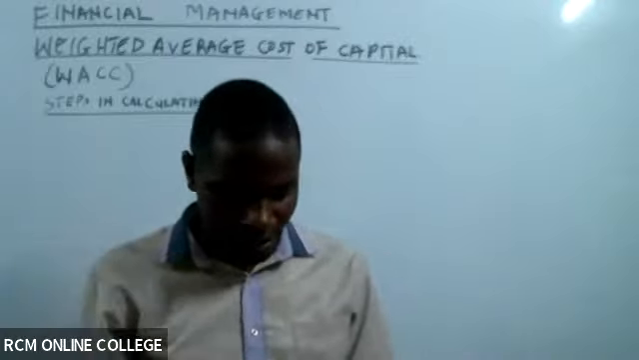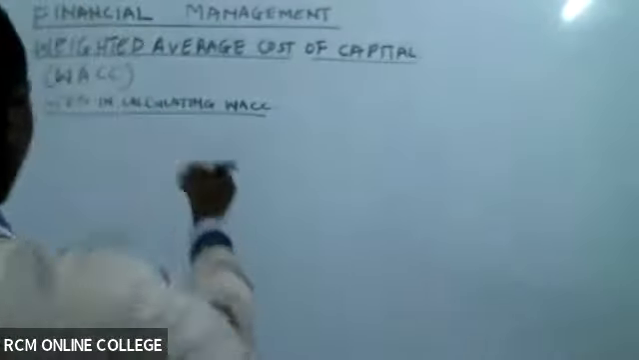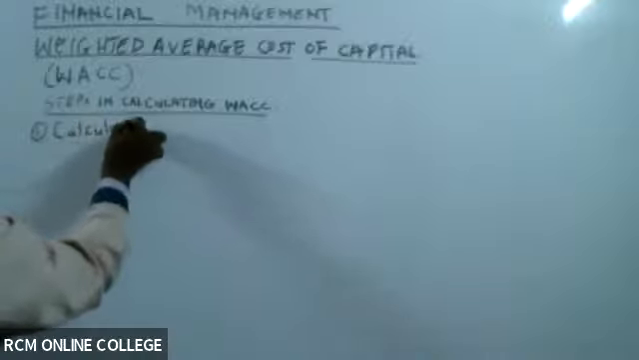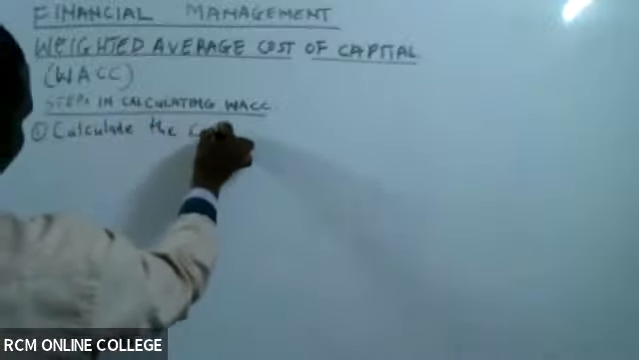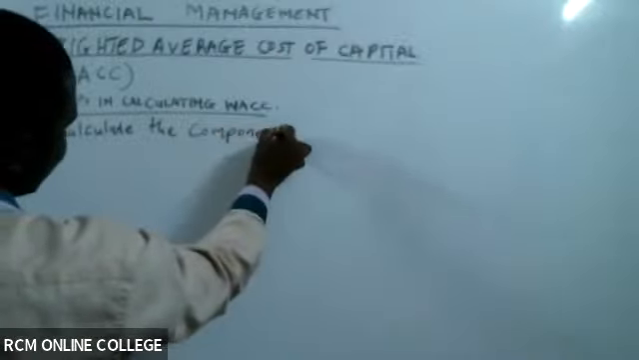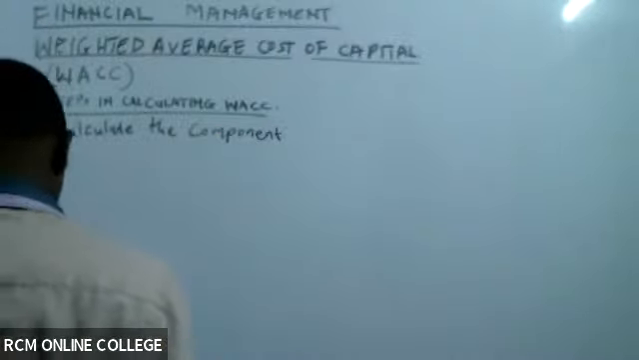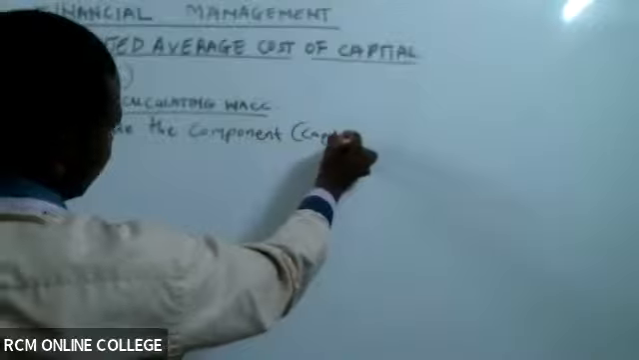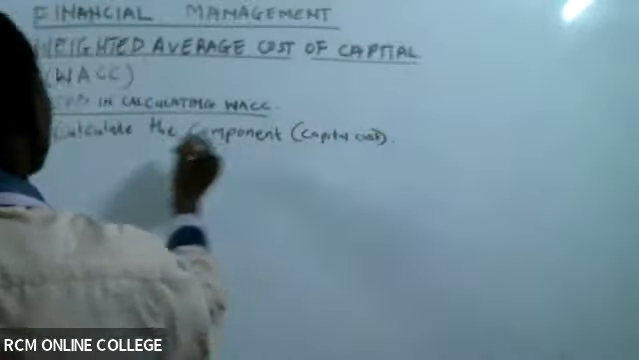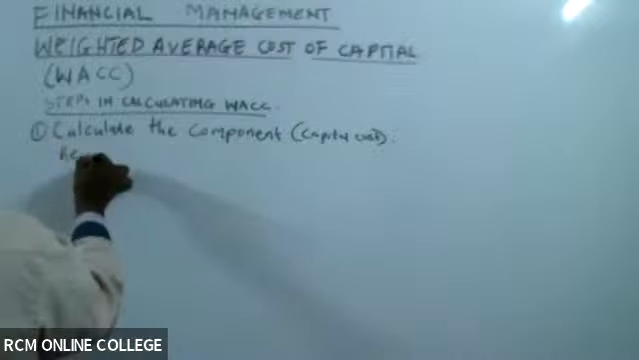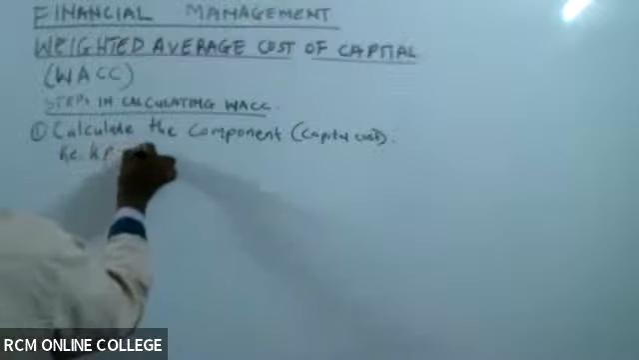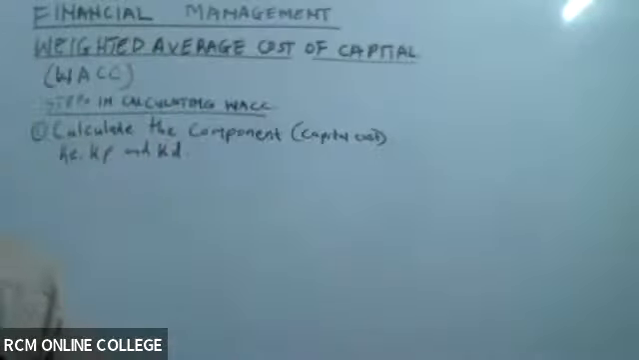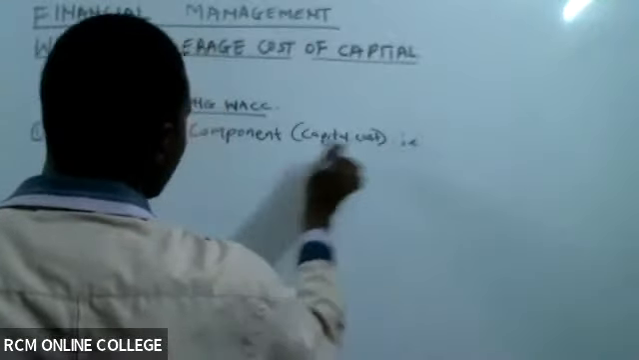Calculate the component cost. The step number 1 is to calculate the component cost. Make sure you have noted it down properly. Component cost, that is capital cost. The capital cost of KE, KP and KD. That is step number 1.